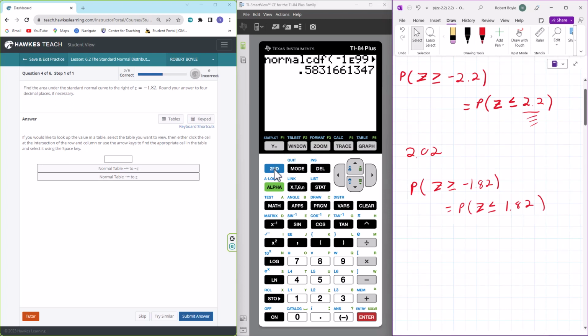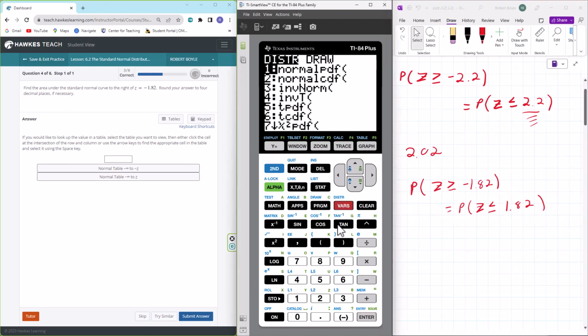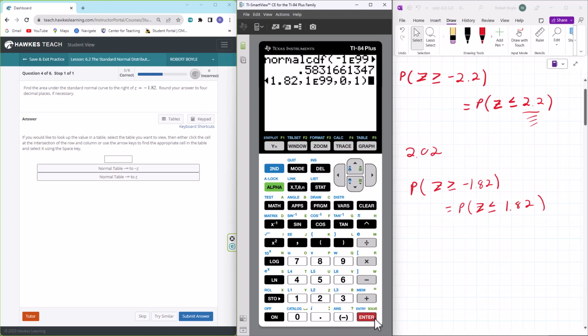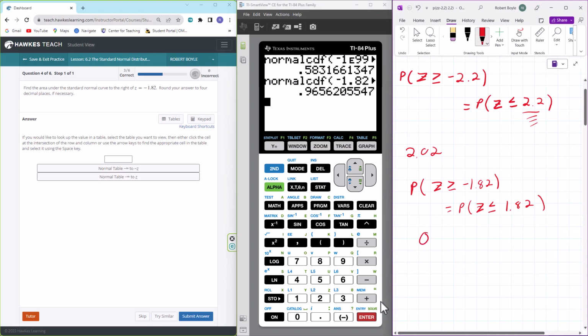Okay, so we want to do second distribution, standard normal, and we want to compute the area to the right of negative 1.82, which is the probability that z is greater than negative 1.82. So my lower value is going to be negative 1.82. My upper value is going to be as close to infinity as this calculator can get, which is 1 second, comma for e, 99. Mean is 0, variance is 1, paste, and this should be your answer. 0.9656. My next decimal place is a 2, so we don't need to round up.